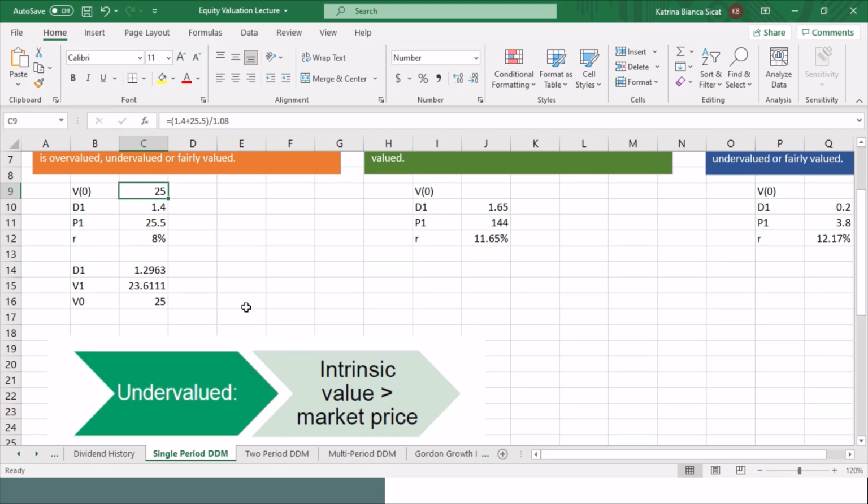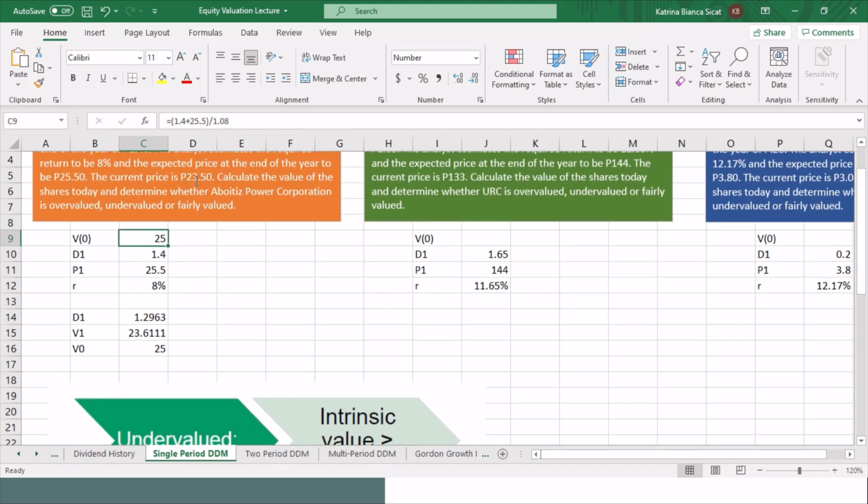So, if the intrinsic value is greater than the market price, mas mataas ba ang intrinsic value kesa dun sa current price? The answer is yes. It is. Mas malaki ang intrinsic value kesa dun sa market price. So, meaning, ang sagot natin dito ay siya ay undervalued. Okay? Kasi ang value niya talaga ay 25 pero binibenta lang siya ng 23.5. So the question is, will you buy it at 23.5? Of course. Kasi nakamura ka. Alright? Mas mura siya. Kaya undervalued siya.